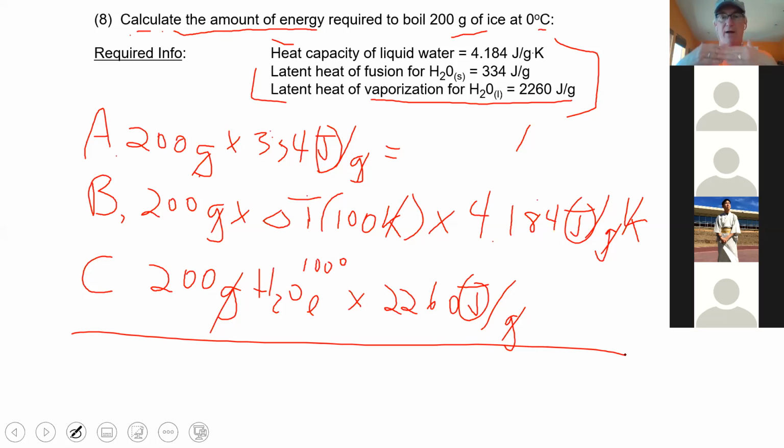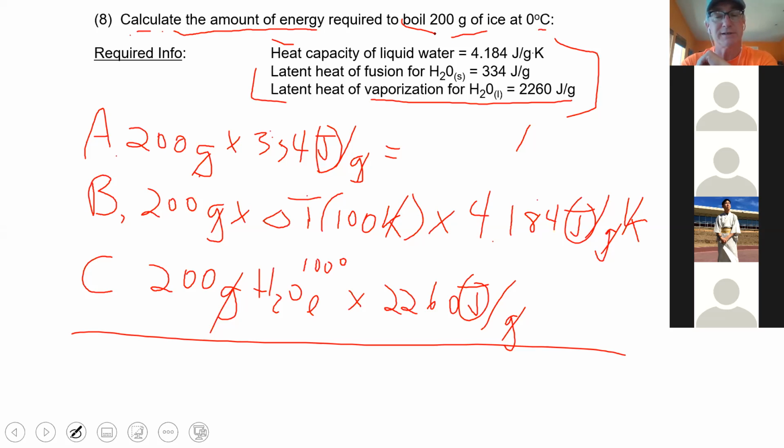So I figure that out. Then I've got to go from 0 to 100 with my liquid water. Okay, got to figure out how to do that. But I'm not done because the question says I need to boil it. So I need to change the liquid to a vapor. What do I do for that? Then you need the heat of vaporization for that. So yeah, 3 steps, and then you add them all together. I guarantee this will not be the last time you see a question like this.